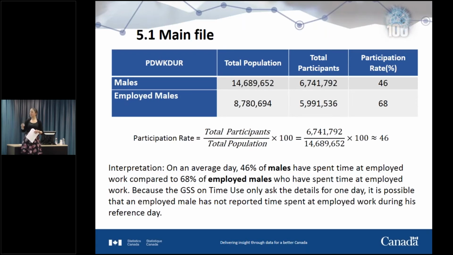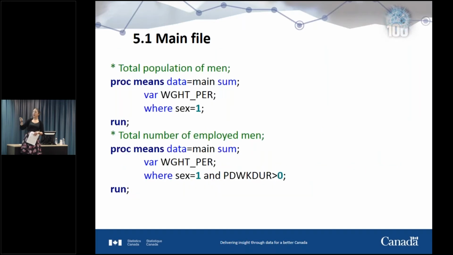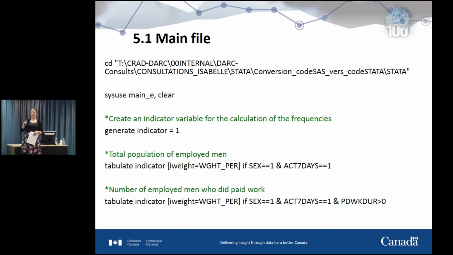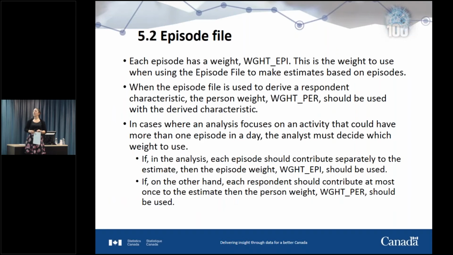It could seem low, but remember that on the GSS, on time use, we only ask details for 1 day. So this is for an average day. Maybe you could have selected only the weekday, since most people work during the week. You could have decided to use the D-day variable and select only the weekday. So you decide what you want to analyze.